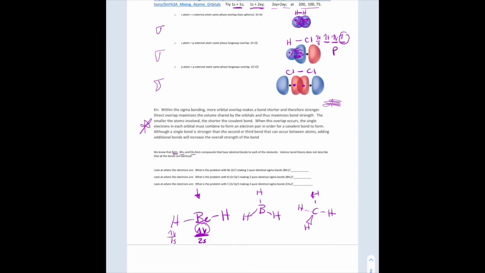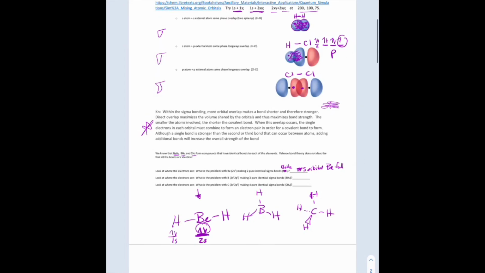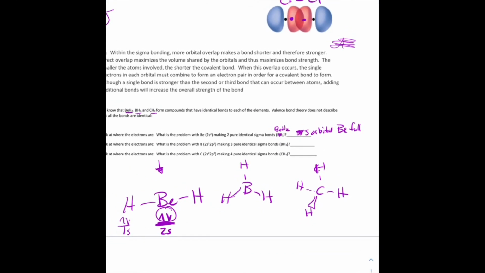So that's the first kind of situation. What's the problem with him making 2 identical bonds? Sorry, that was supposed to be BeH2. The problem is that the s orbital on the Be is full. There's not room for it to be shared. He can't take it. It's not like you can take hydrogens and make a group of 3 or something. You can't do that. All right, so that's the first issue. And then the other 2 represent another issue. They also have a similar issue.